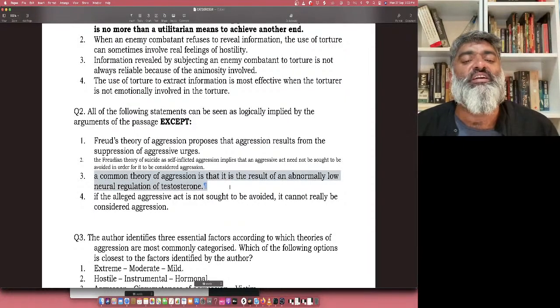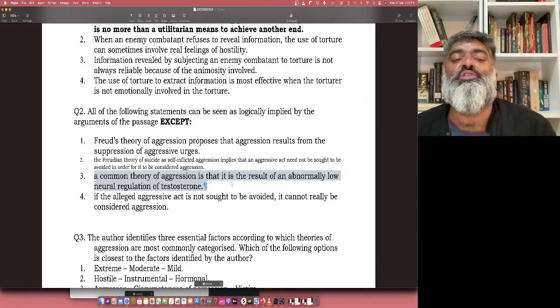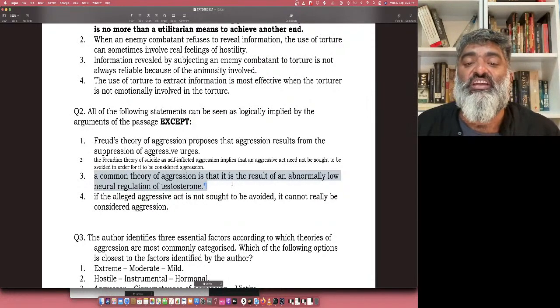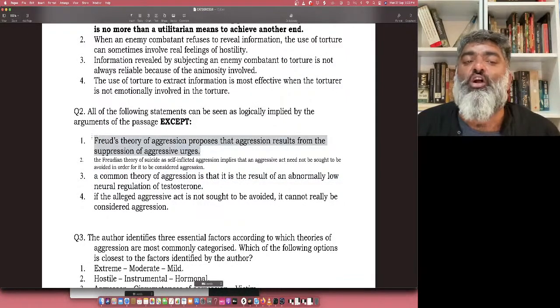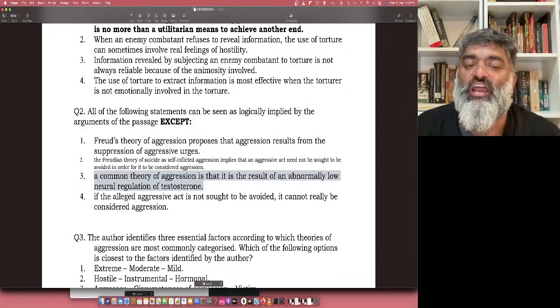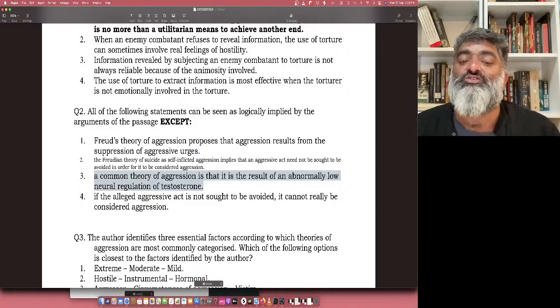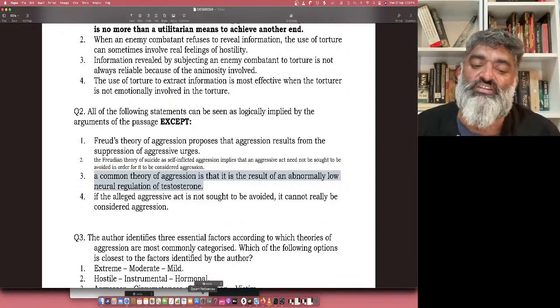A common theory of aggression is that it is a result of an abnormally low neural regulation of testosterone. This is for the poor reader, and this is my easy choice again, which makes me not think about this or even check it, because this is just wrong. Why? Neural regulation was one idea and testosterone was another idea.